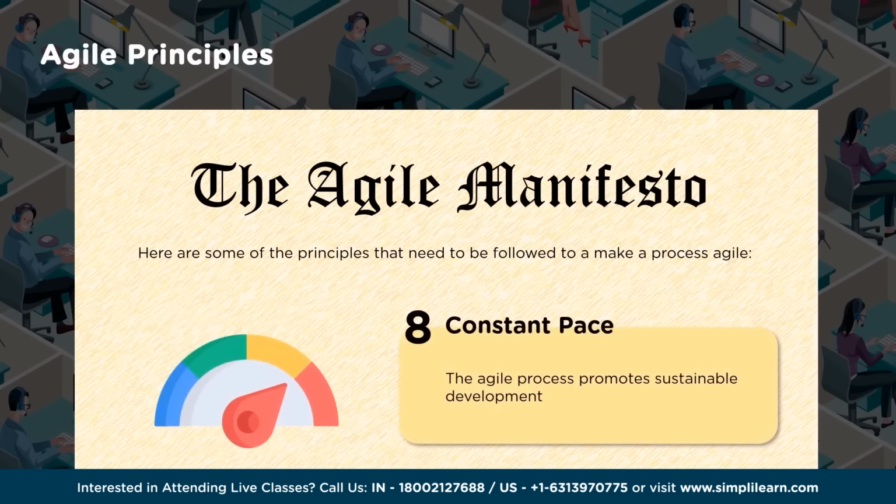So next is constant pace. The agile process promotes sustainable development. It should not be: I did it and I sleep, I did it and then I'm waiting for something else. No. There should be frequent deliverables happening. There should be constant movement from left to right, from beginning to end, so that the expected deliverables keep happening and consumers or users are realizing the value of it. So it should be constant pace, the velocity, the speed which needs to be adopted.